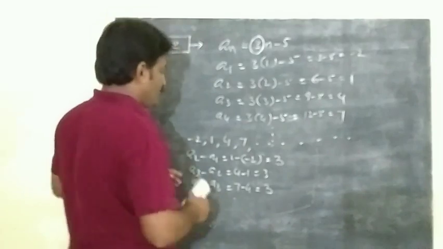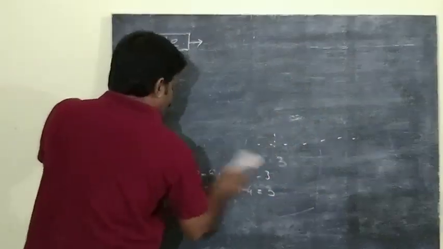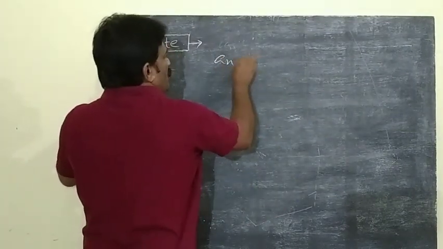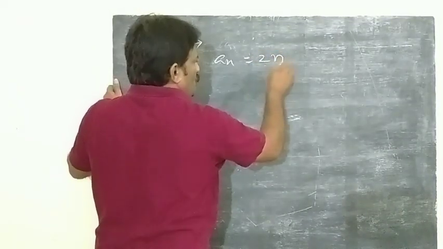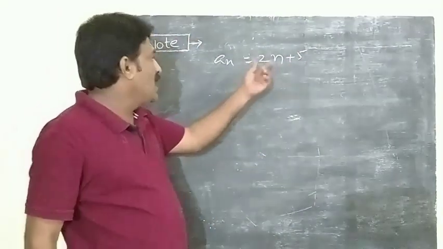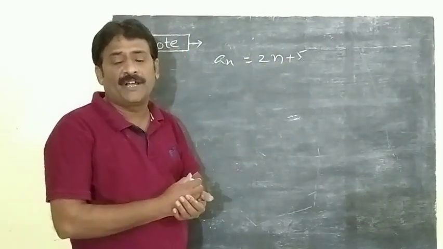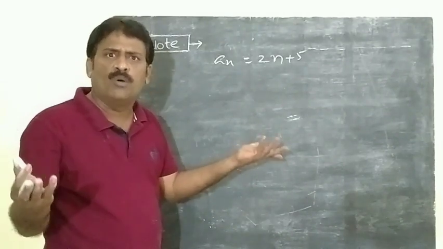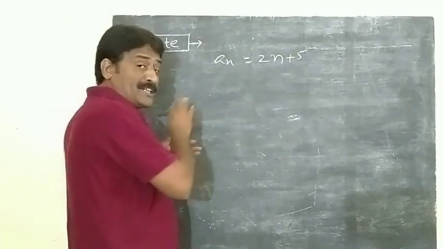For example, take another linear polynomial. For example, an is equal to 2n plus 5. It is a linear polynomial. Then it must and should form an arithmetic progression. Then what is the common difference? 2. What is the coefficient of n? 2. So is it right or wrong?